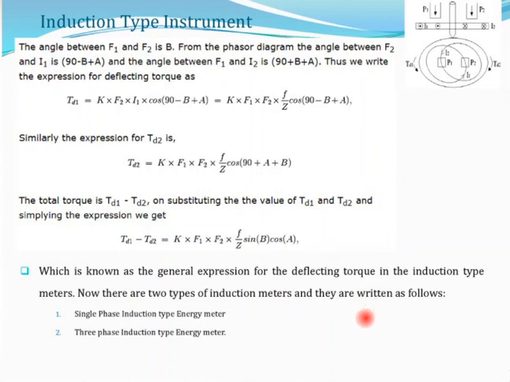Now there are two types of induction meters, written as follows: single phase induction type energy meter and three phase induction type energy meter. These are the two types of energy meters.